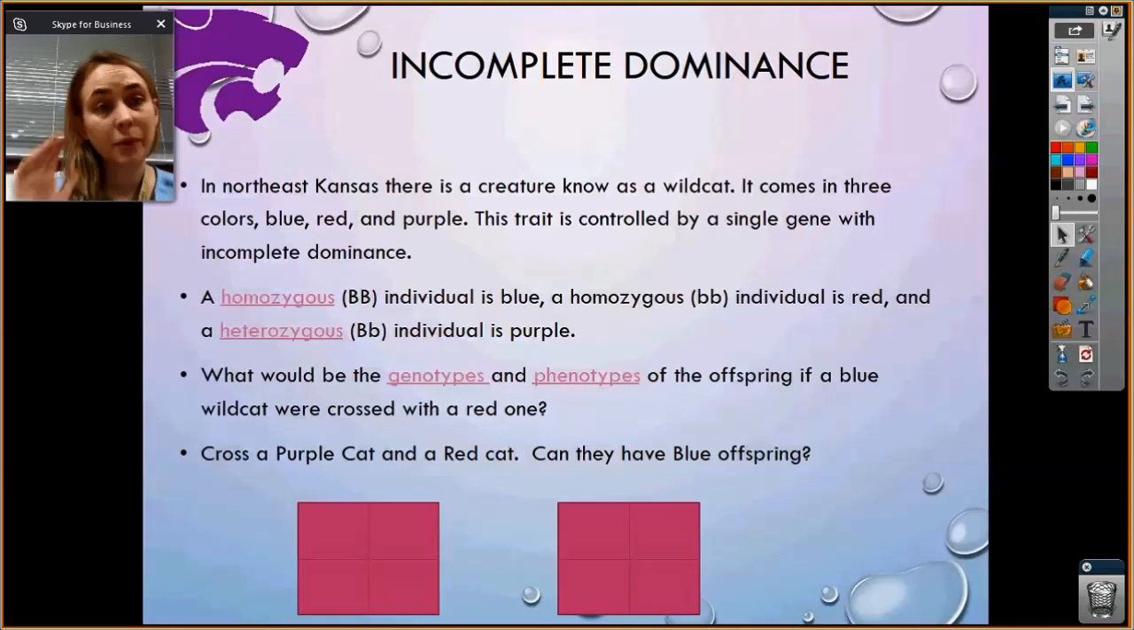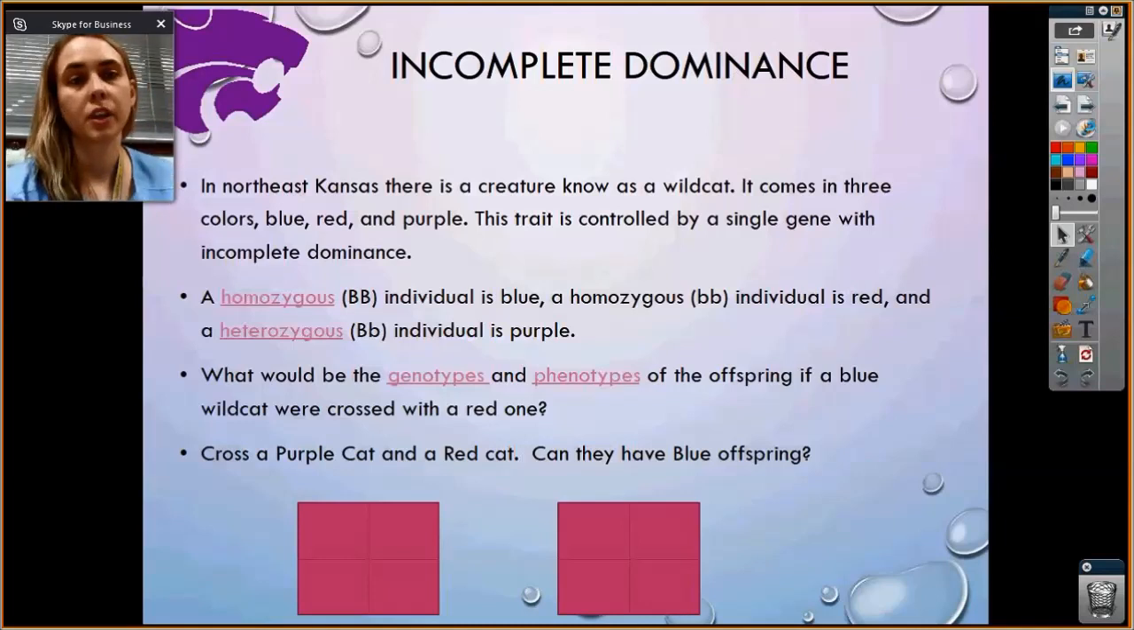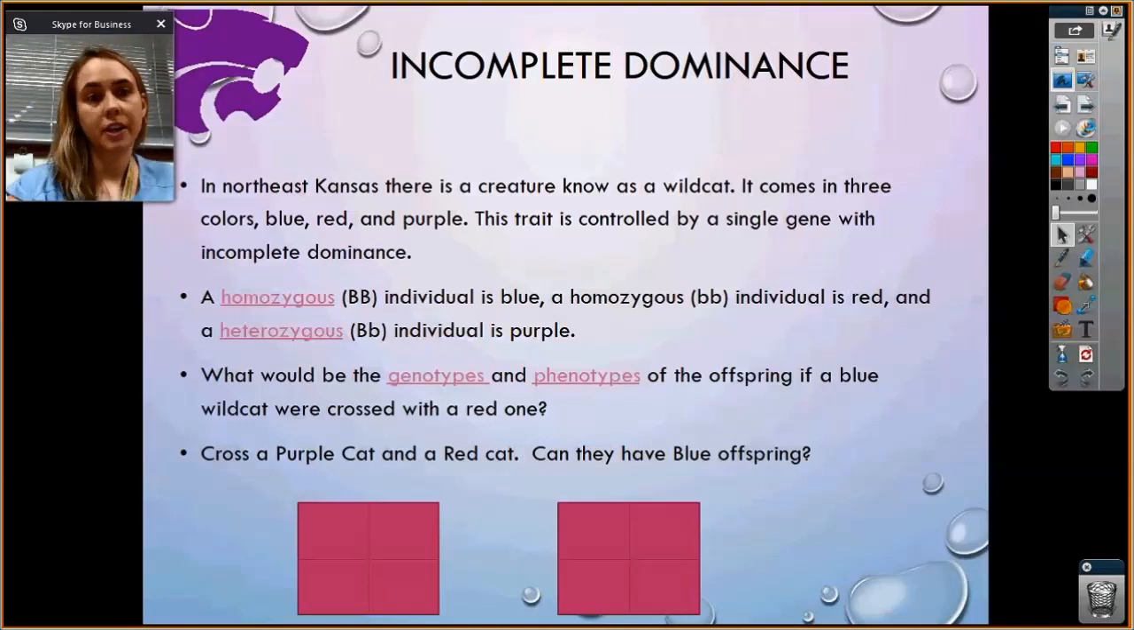So for your example for incomplete dominance, there's an example of some wild cats that come in the colors of blue, red, and purple, and the trait is controlled by a single gene with incomplete dominance. If you have a homozygous big B individual, it's blue, a homozygous little b individual is red, and a heterozygous big B little b individual is purple. So your question is, what would be the phenotype and genotype of the offspring if a blue wildcat were crossed with a red one? In this bottom left-hand square, we are going to do that cross.